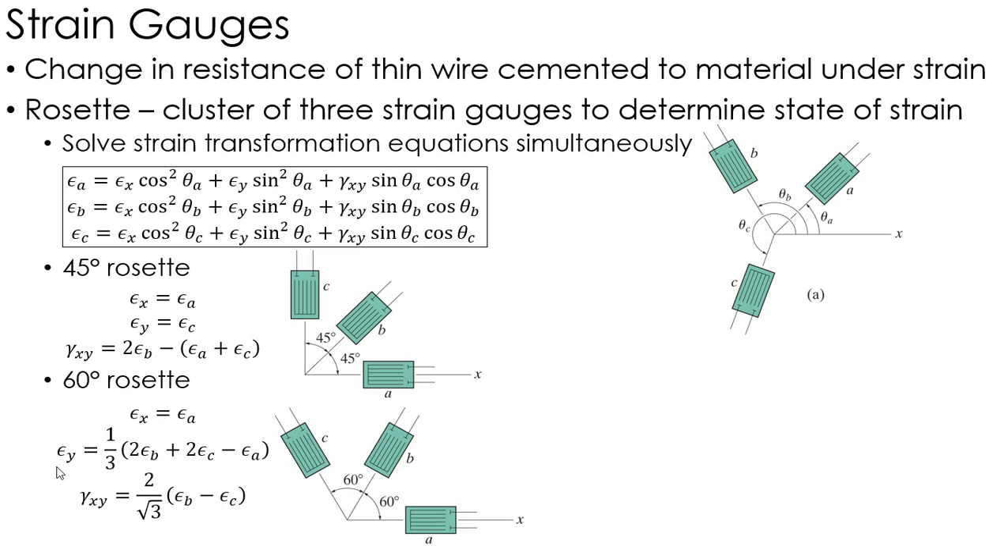So that's how we use strain gauges to determine that state of strain, and then using Hooke's law we can actually get to the state of stress, which is oftentimes more useful to us.